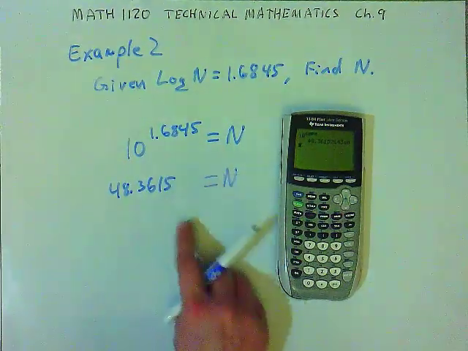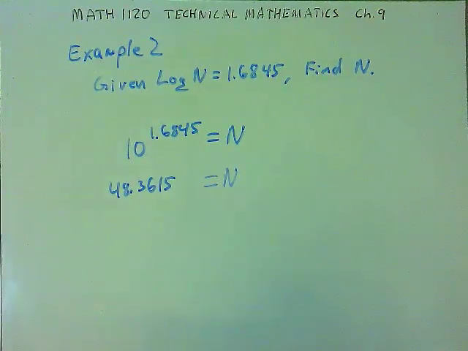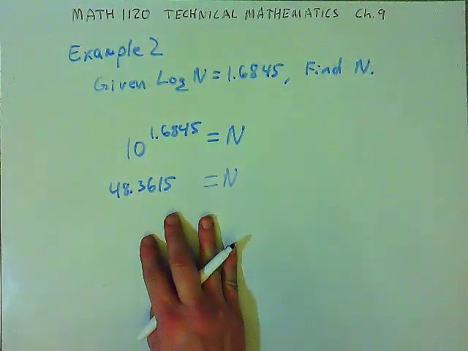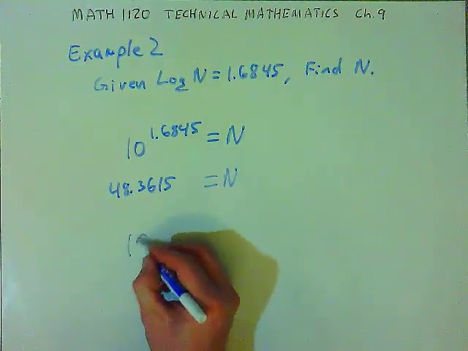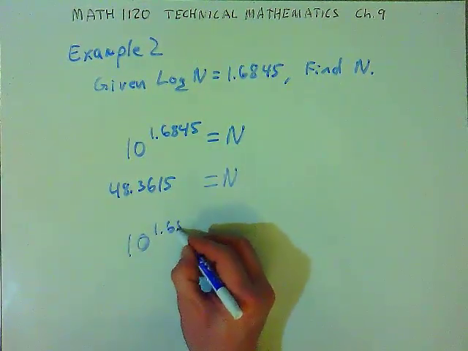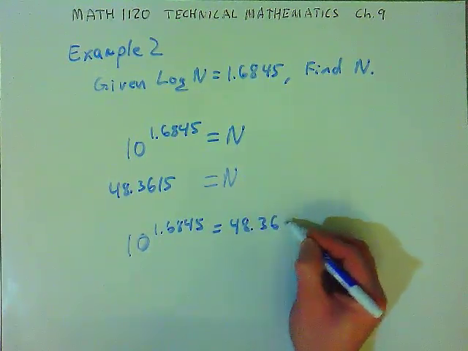48.3615. And so that is the value of n. And we could rewrite this into the exponential form. I'll just write it out so that you can see. 10 to the 1.6845 power is equal to 48.3615.